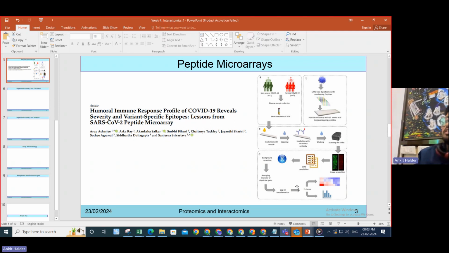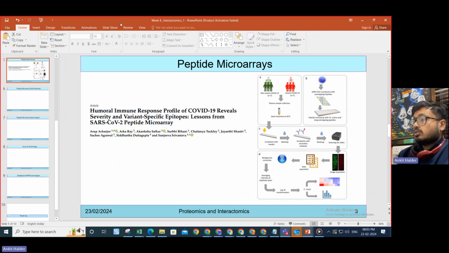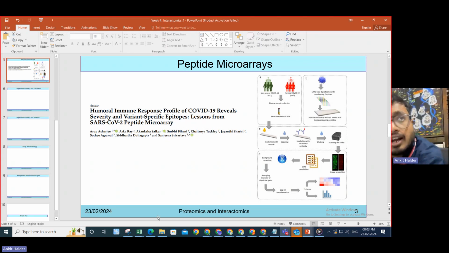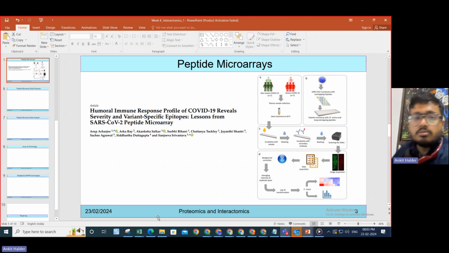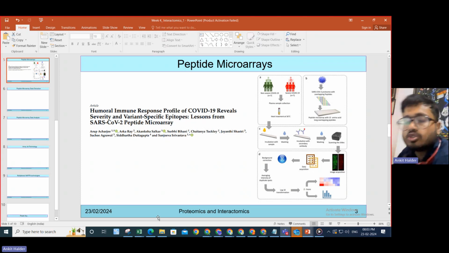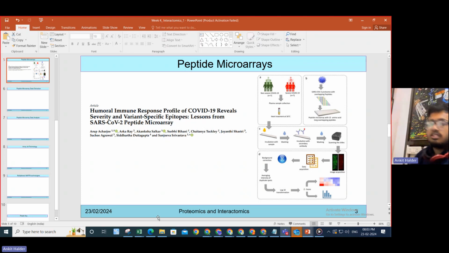Hopefully there are no questions. Also, the array quality and the chip quality is very important. The R value, having the reproducibility in the duplicates, the R value or the rank correlation values, should be more than 0.95 or 0.96, and that is important.